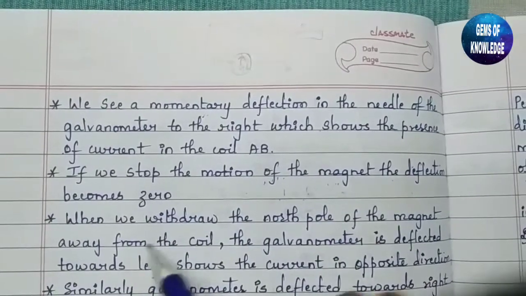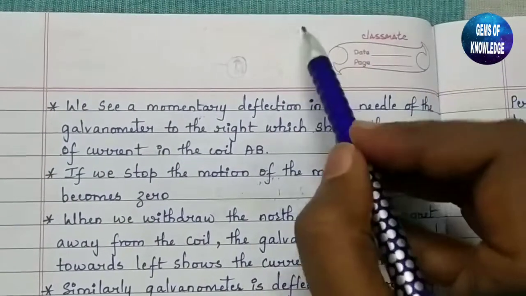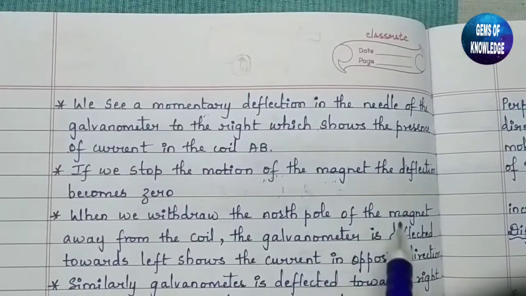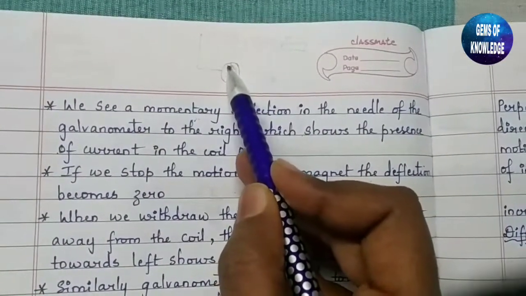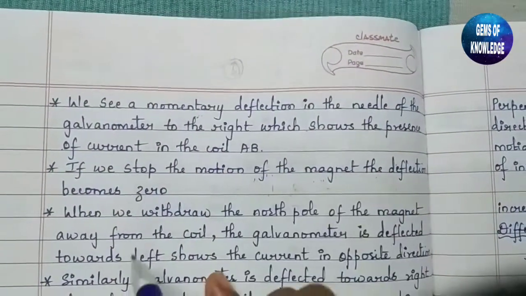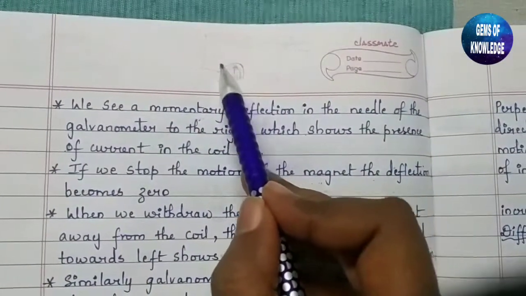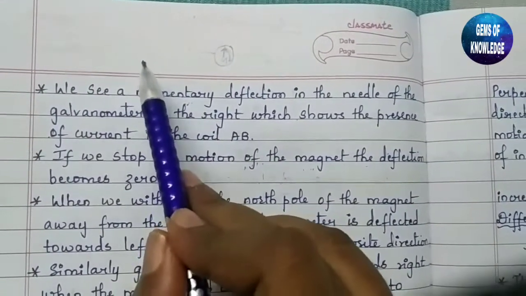Then when we withdraw the north pole of the magnet away from the coil, what happens? The galvanometer is deflected towards the left. This pointer will move towards the left side. It shows the current in the opposite direction. Means when it is deflected to the left side, it shows that the current is present in the opposite direction.